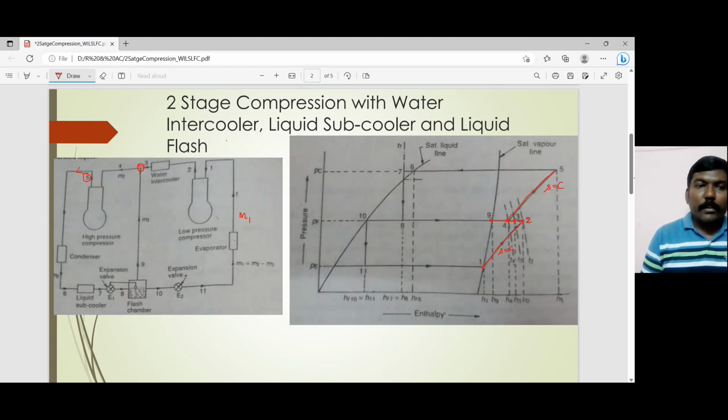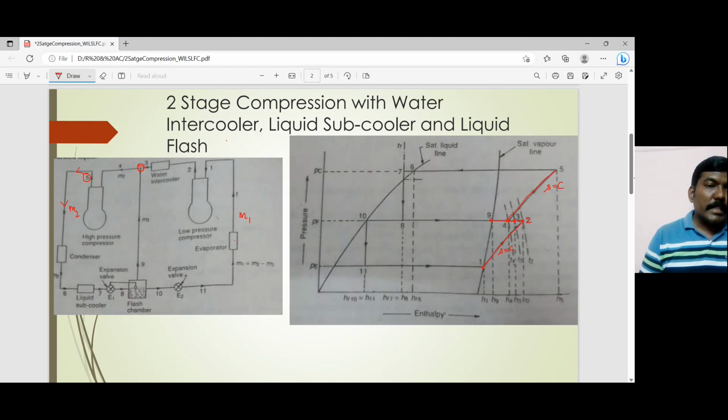From point number 5, it enters the condenser. You can see that M2 is the amount of refrigerant that enters into the condenser. If you look at the evaporator circuit, in this particular circuit, M1 is the amount of refrigerant that enters the low pressure compressor. M2 is the amount of refrigerant that enters into the condenser.